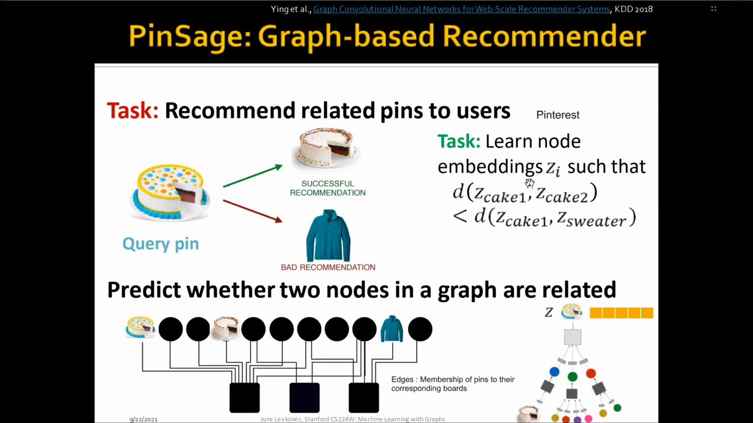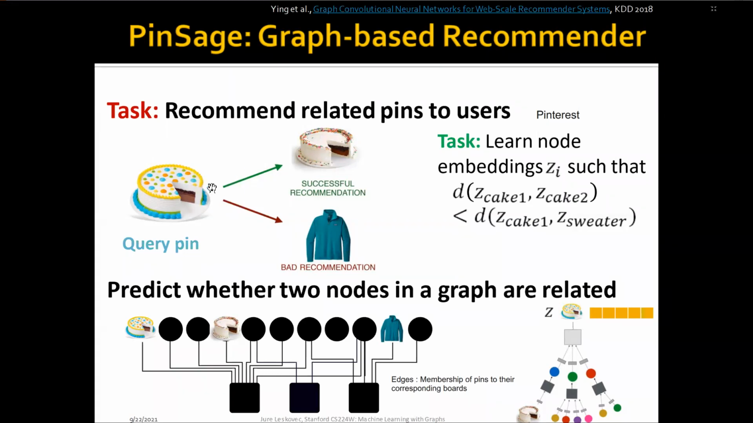And then the task is to learn the embeddings of the node, and also to predict, to recommend pins. So basically to predict the missing link. Say if you give a query pin, so if you have this one already on the board, then the Pinterest website is going to recommend another cake-like picture to you, rather than a shirt, which is a totally different category that won't interest you according to your historical likes.